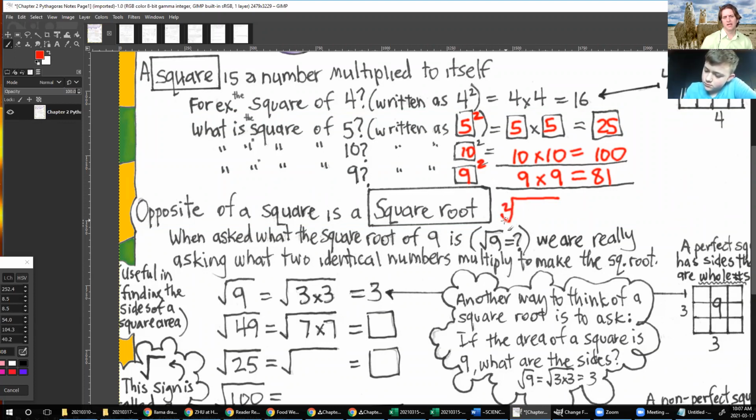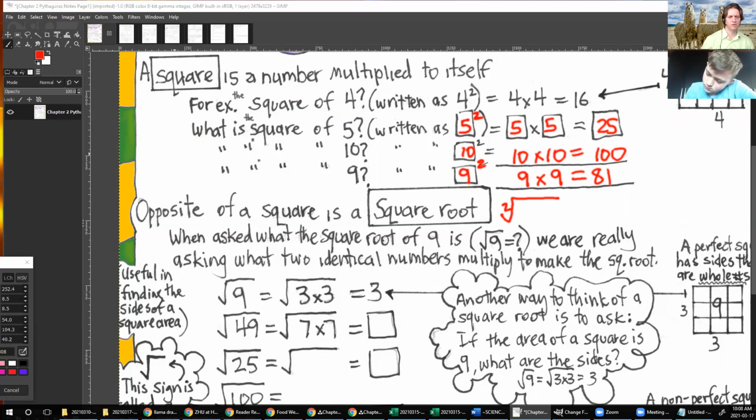So when asked what the square root of 9 is, what we're really asking is what two identical numbers multiply to make 9? So the square root of 9 is the same thing as saying 3 times 3.